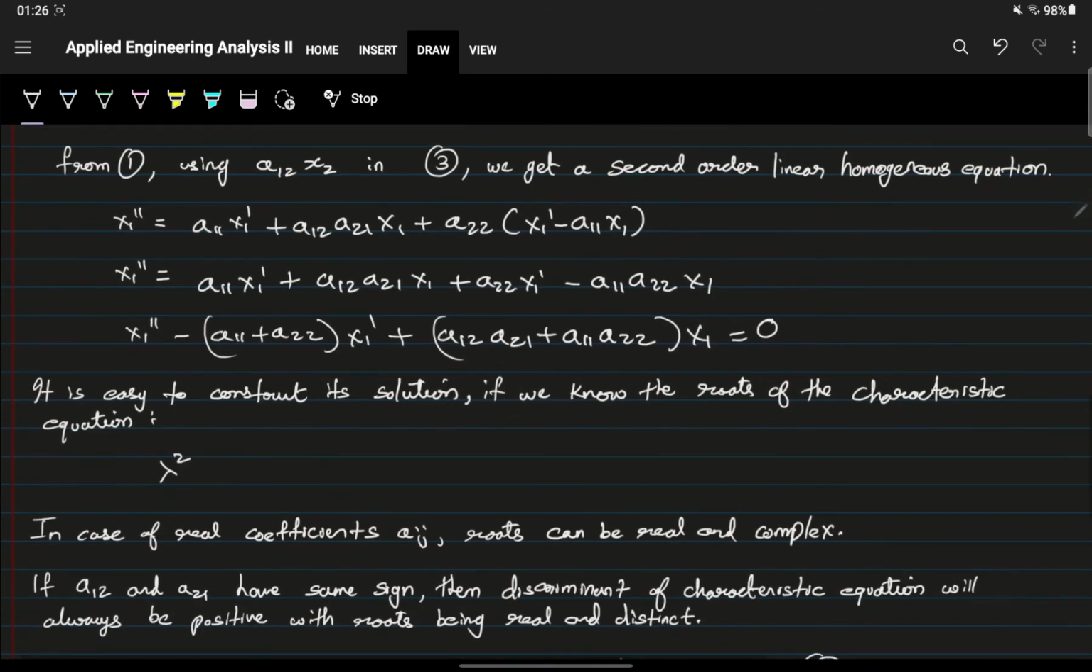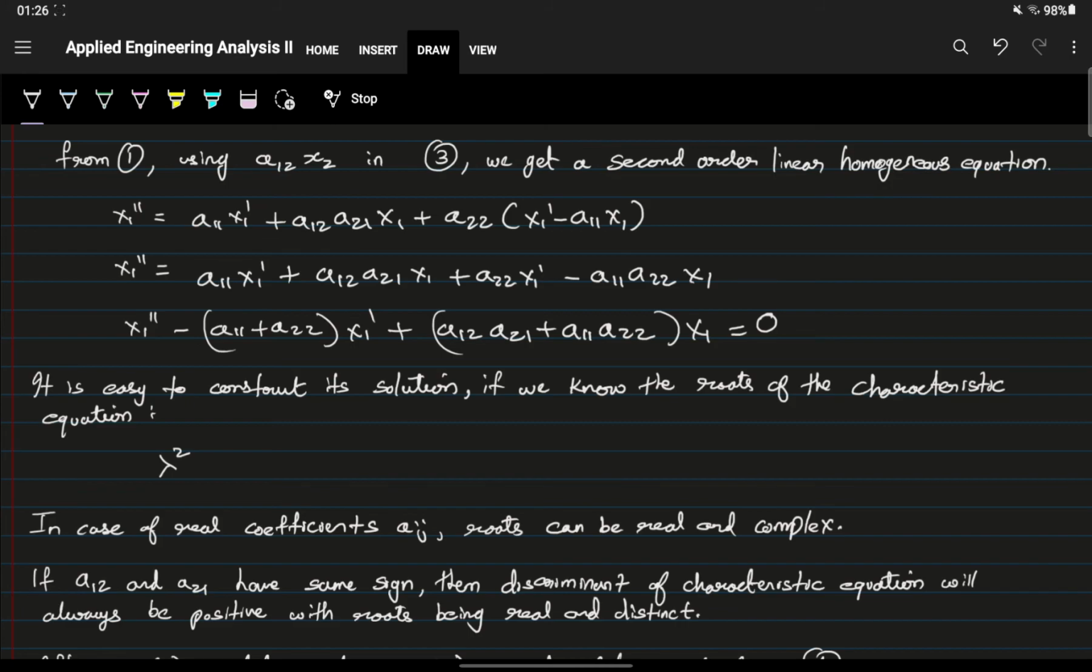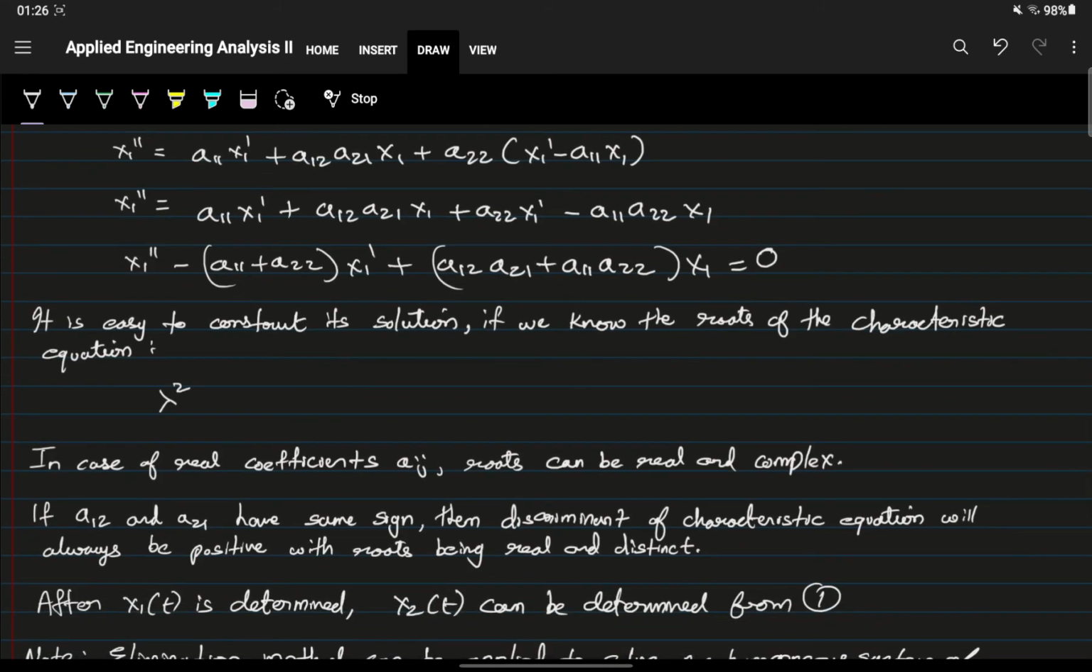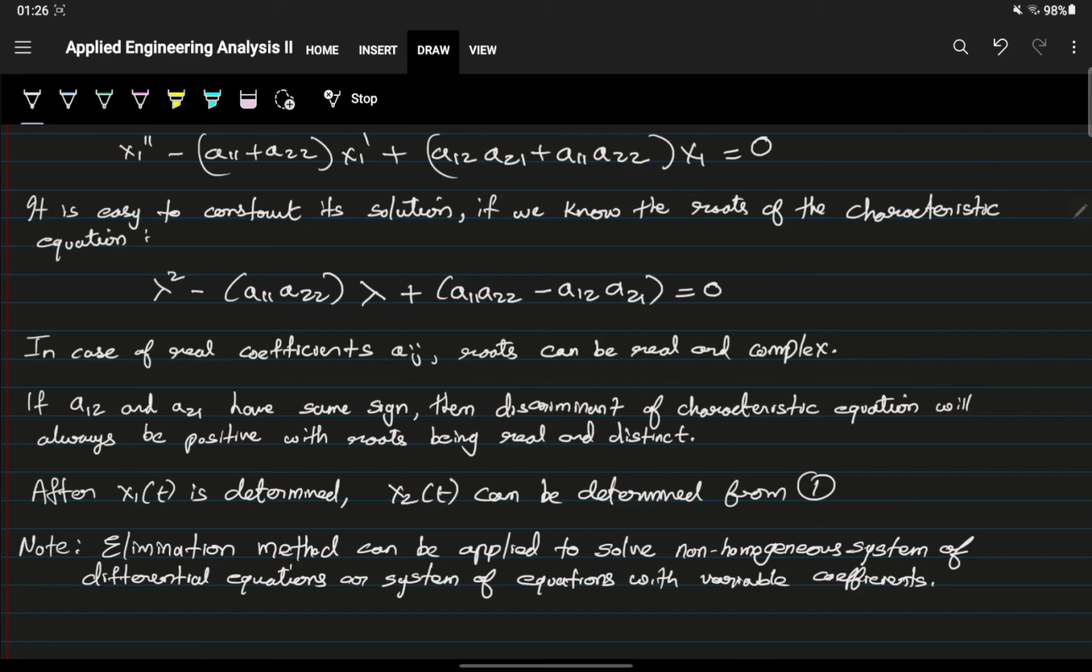So now we obtain the second order linear homogeneous equation, and it is easy to construct a solution if we know the roots of the characteristic equation, that is lambda squared minus (a11 plus a22) lambda plus (a11 a22 minus a12 a21) equals 0. In this case, the coefficients a11, a22, a12, a21 can be real or complex.